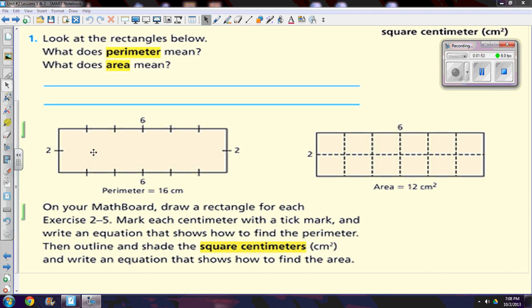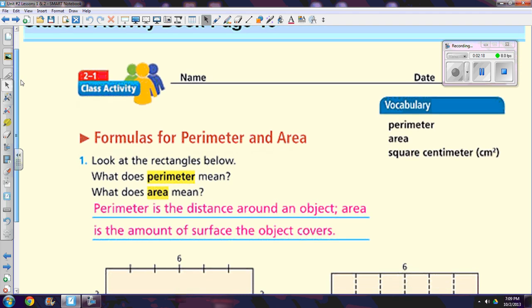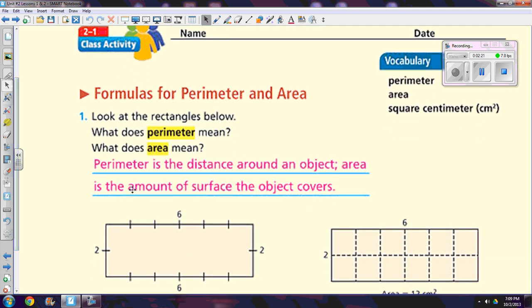If you look at the perimeter of this rectangle and the area of that rectangle, they're different. The perimeter is 16 centimeters, the area is 12 centimeters. When you're dealing with perimeter, it's plain units or centimeters. When you're dealing with area, it's always units squared. Length times width, centimeters squared. So for number 1 in your notebook, if you would write perimeter is the distance around an object, area is the amount of surface the object covers.